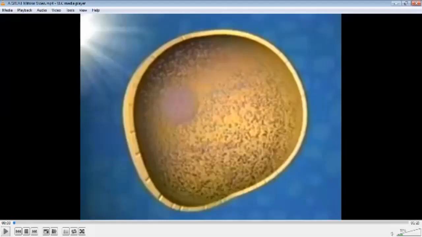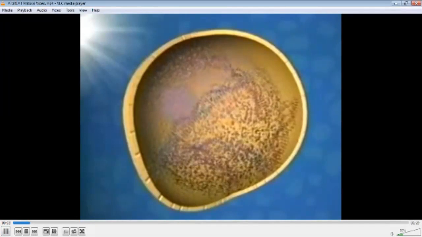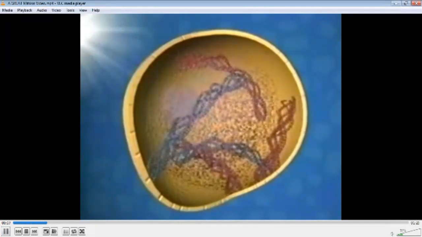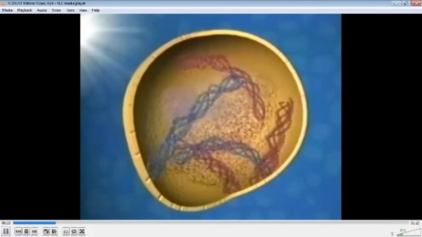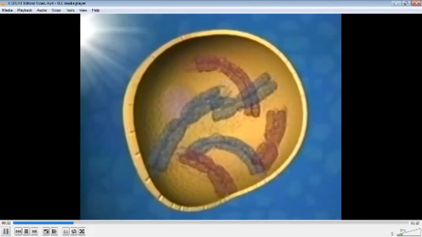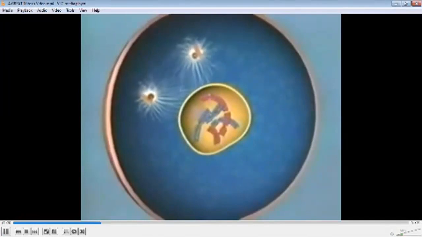So let us see the mitosis, cell division. Mitosis begins as the long threads of DNA in the nucleus start to coil. Having already replicated, these threads emerge as the double strands we know as chromosomes. Meanwhile, protein fibers grow from the migrating centrioles, forming a latticework of spindles.